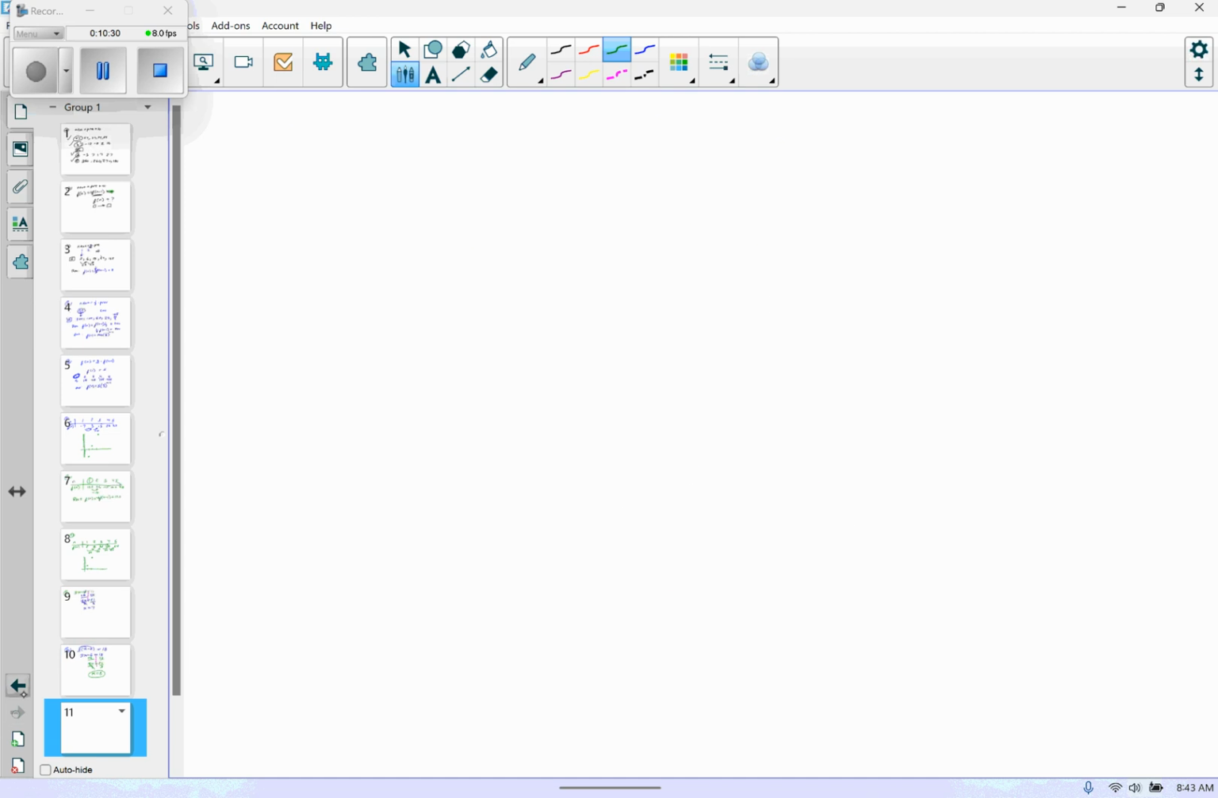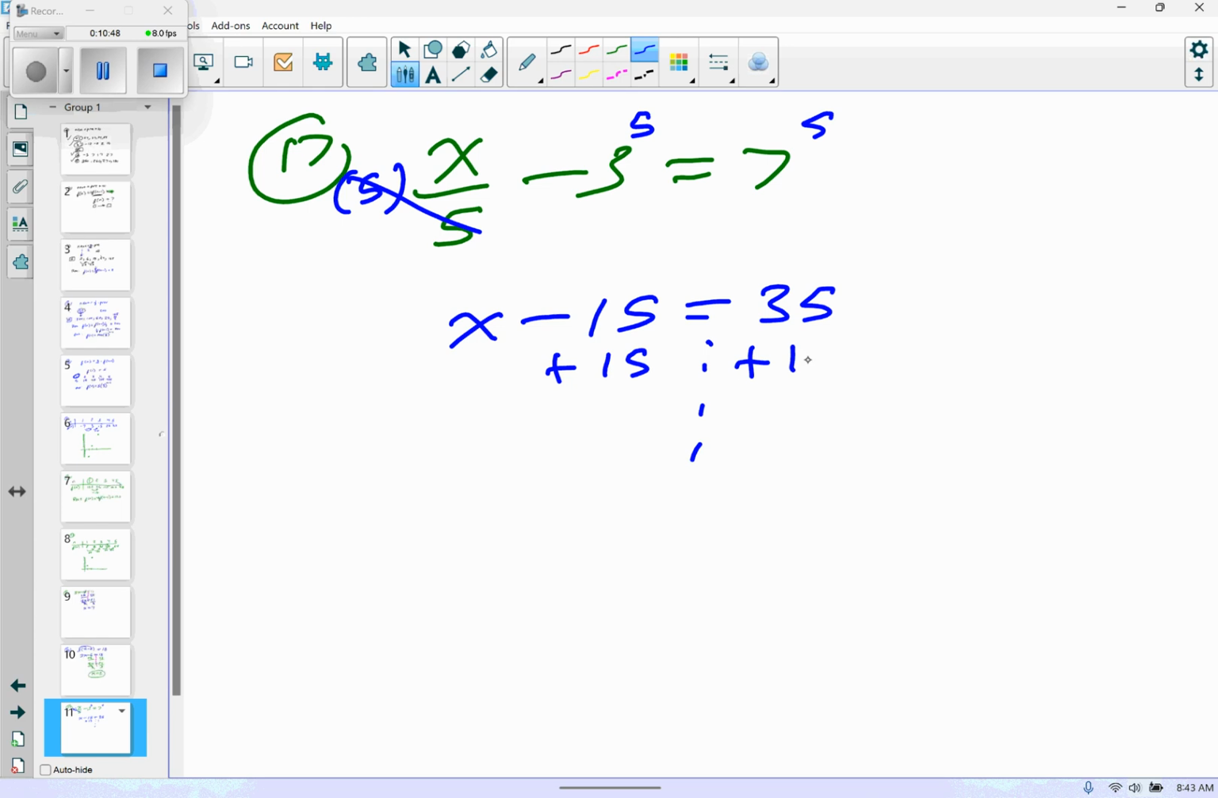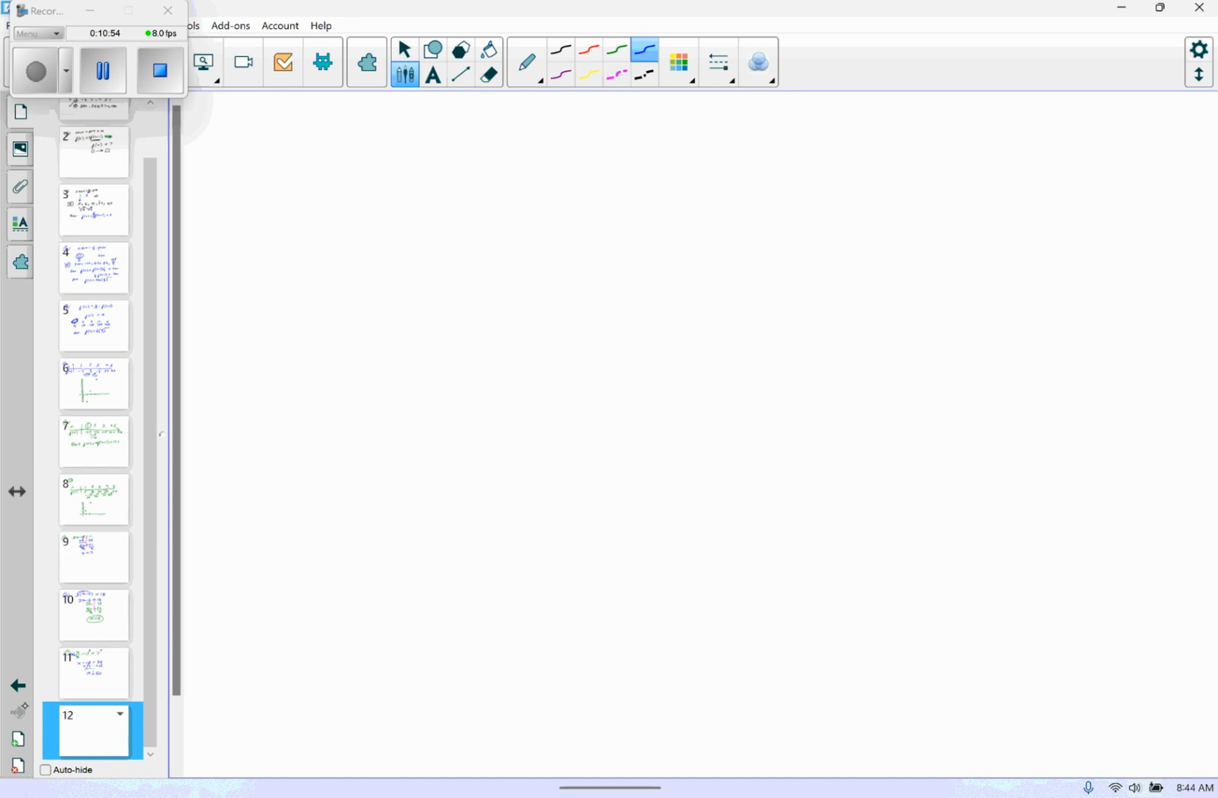Number 17, we have x over 5 minus 3 equals 7. So let's get rid of that fraction. So I'm going to multiply everything by 5. If I do that, those cancel. So I get x minus 15 equals 35. And then let's add 15 to both sides. Those cancel. X equals 50. Number 18. Ooh, this is a tougher one. Okay, we got two fractions in it, right?